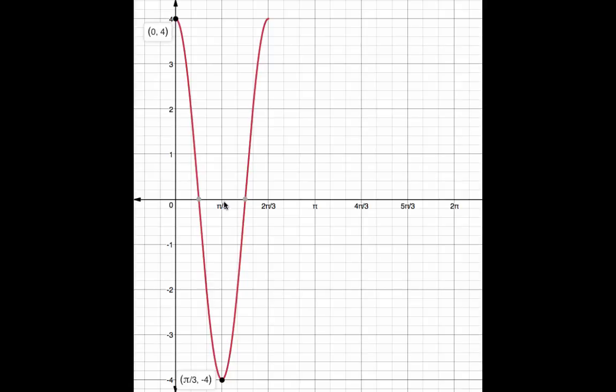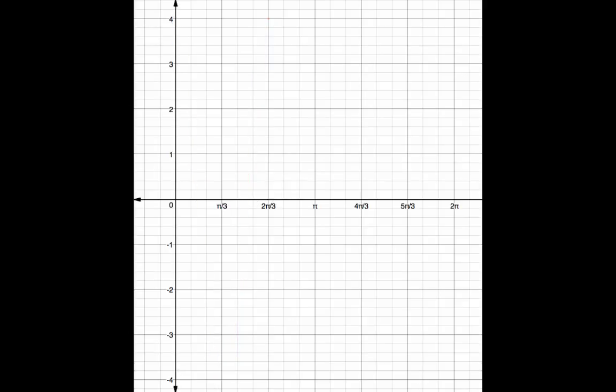And halfway between these two x values, I get where it cuts my x-axis at pi on 6, 0, and where it cuts my x-axis the second time at pi on 2, 0, halfway between pi on 3 and 2 pi on 3. Now let's take a look and see that being drawn. Notice how it goes through all 5 of those points. Now what I want to do is replicate that.